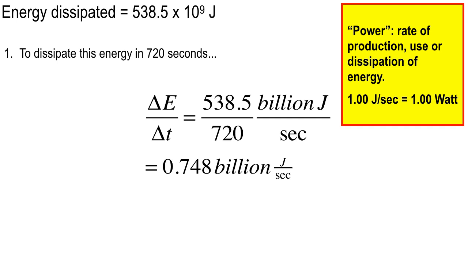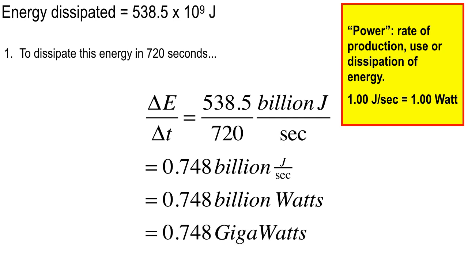So this is 0.748 billion watts. Now, a billion, the prefix for that is giga. So this is 0.748 gigawatts, or gigawatts. I hear it pronounced both ways.